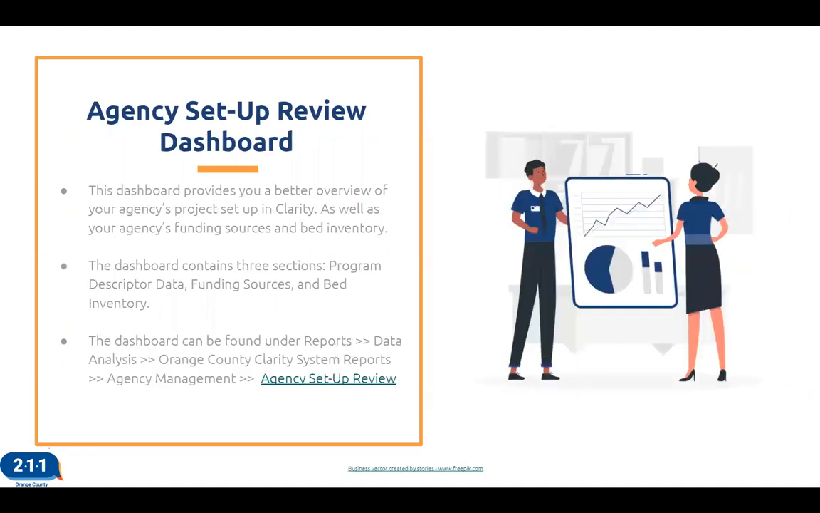And finally, a friendly reminder that this agency setup review dashboard is available on Clarity for you to run. You would run this report, review the data, and verify that it is accurate for your project setup. The pathway is listed there in the third bullet point. You'll go to reports, click on the data analysis tab, and then expand the Orange County Clarity System report folder, then navigate to agency management, and you'll see the agency setup review dashboard.